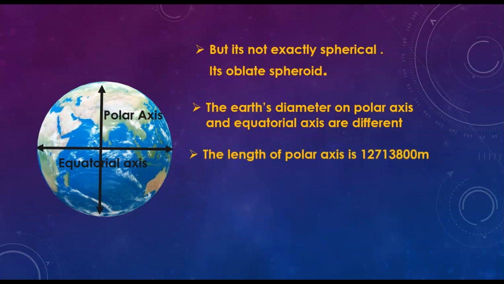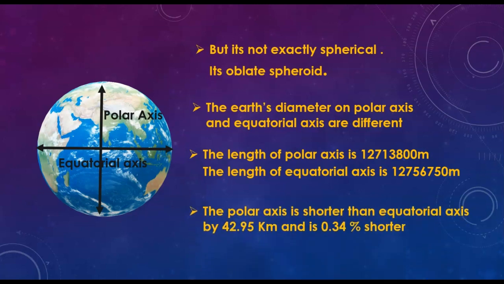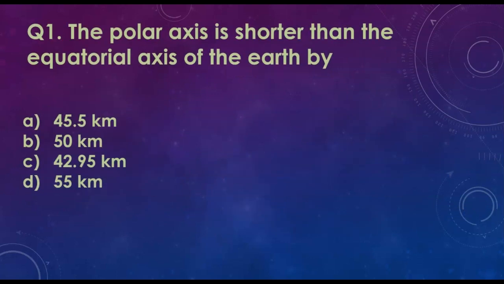The length of the polar axis is 12,713,800 meters, and the length of the equatorial axis is 12,756,750 meters. From the calculations, the polar axis is shorter than the equatorial axis by 42.95 kilometers and is 0.34% shorter. Hence, the right answer to question 1 is option C, 42.95 kilometers.